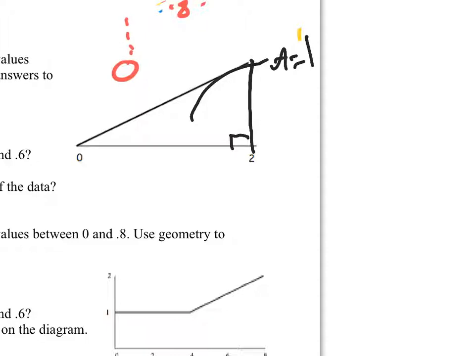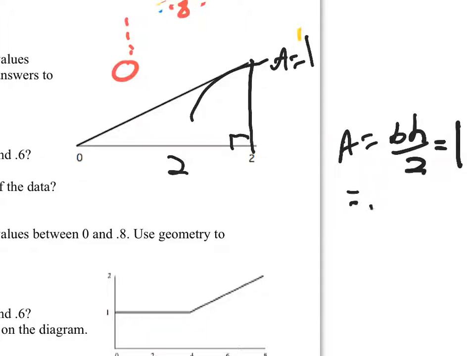And do I know the base of this triangle? How long is it? 2. My question is, how high is it? Why? Got to give me a reason. Area equals base times height divided by 2. We know the area has to be 1. Plug in what I know. 2 times the height divided by 2 has to be 1. The 2's cancel, and Mallory has it. The height has to be 1.